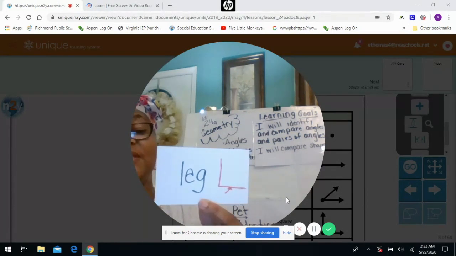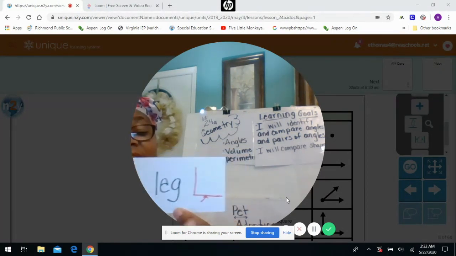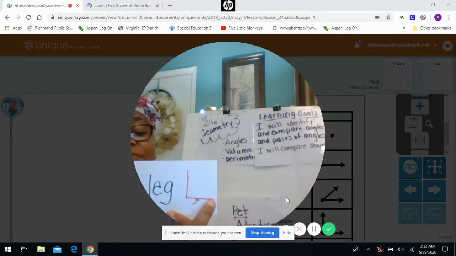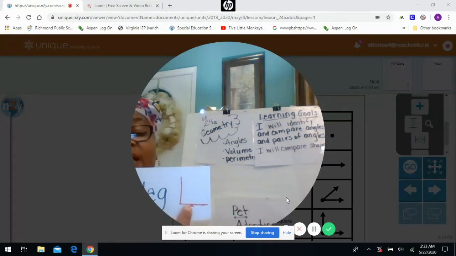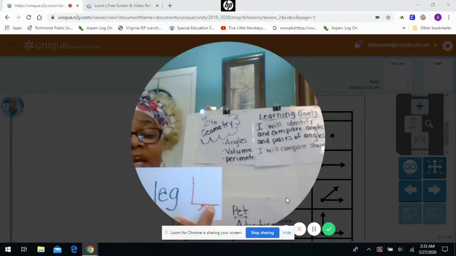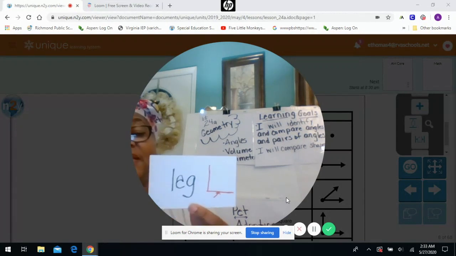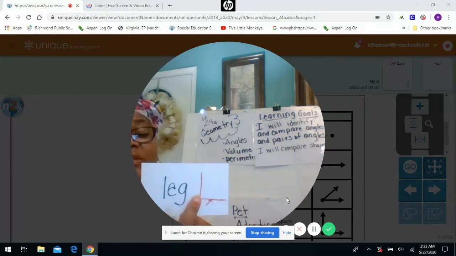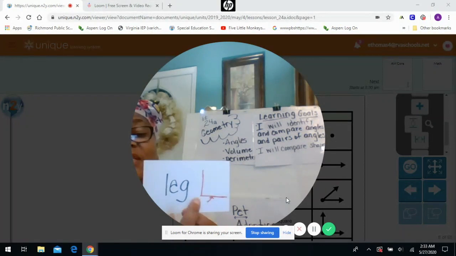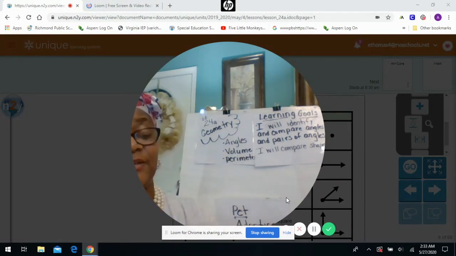The next word is a leg. A leg is part of the right angle, the 90-degree angle. It's only one side. This is one side and that's one side. This is a leg and that's a leg. So one of the sides of the triangle that makes a 90-degree angle, because this would be the 90-degree angle. So this is a leg and that's a leg.